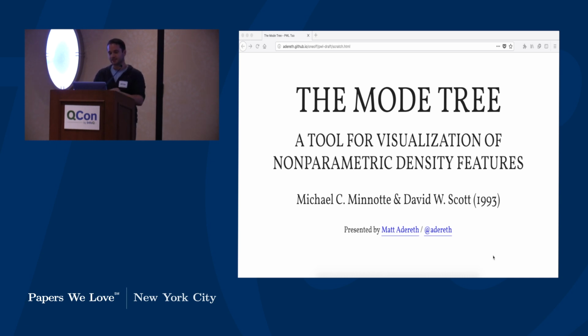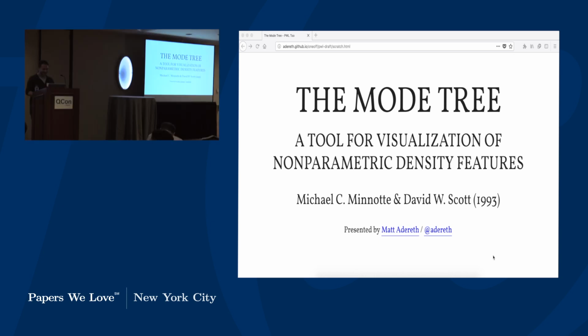It's by these two statisticians, Minnotte and Scott, from 1993. I'm going to say it's an inconsequential paper. I love it, and I'm going to present it, and it's got a lot of interesting things in it, but I've never seen anybody actually use a mode tree in my life. But maybe this talk will make it catch on and it'll go viral.